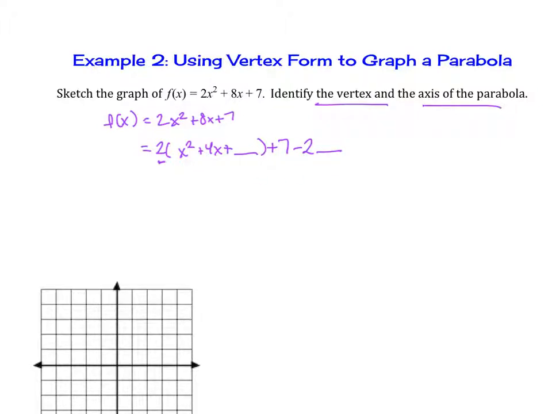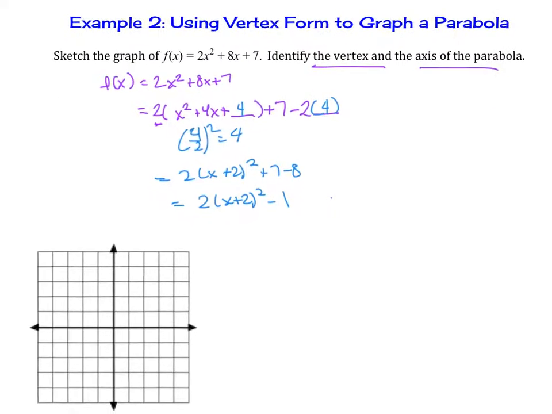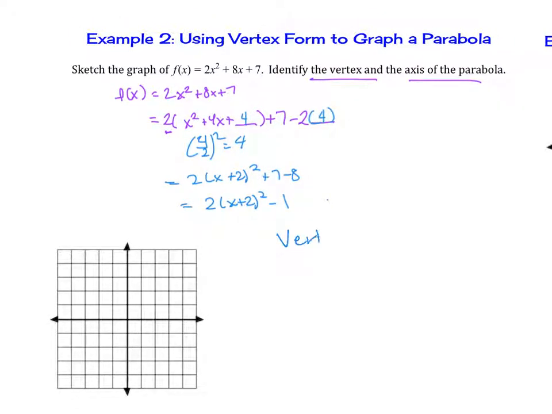So that has to be the same thing on this side. So we have x squared plus 4x. To complete the square, we know the process is 4 divided by 2, and then we square it, so that answer is positive 4. So this becomes 2 times (x plus 2) squared plus 7 minus 8, or 2 times (x plus 2) squared minus 1. So now this is in our vertex form. So now we can quickly identify the vertex, which is (-2, -1). So we graph that, (-2, -1). We know, first of all, the y-intercept is at 7.